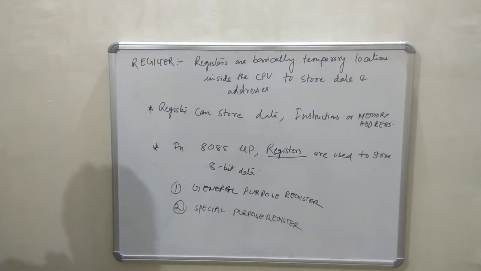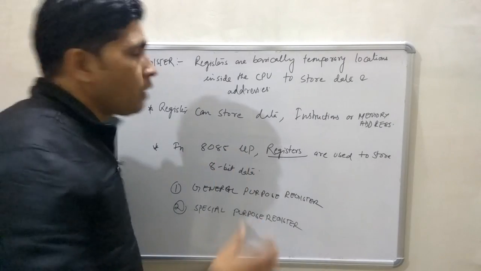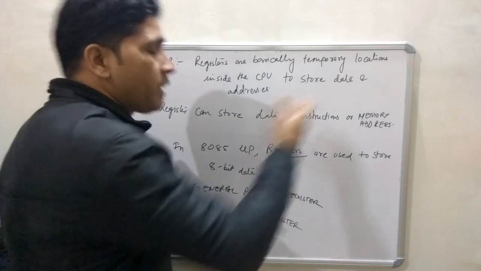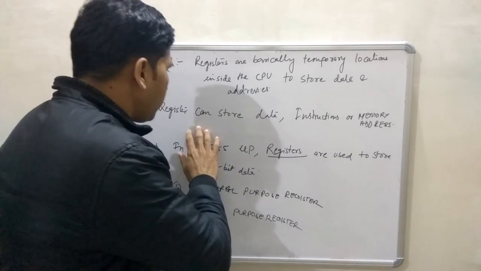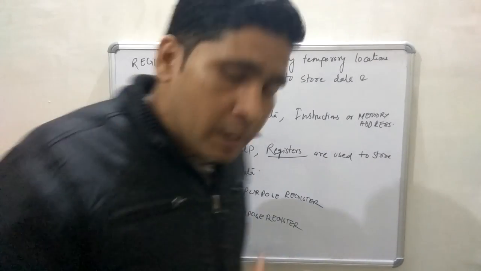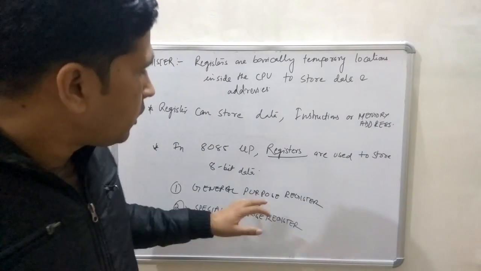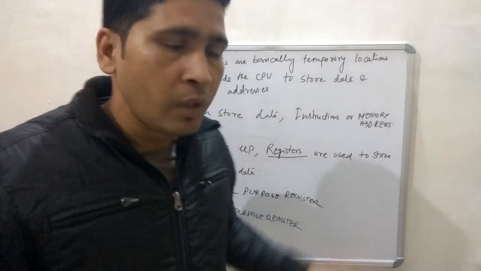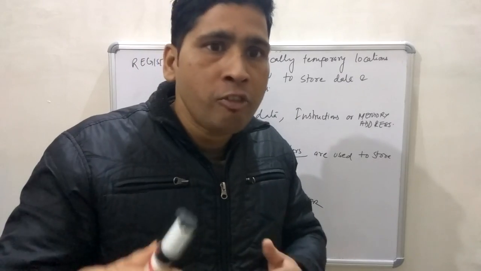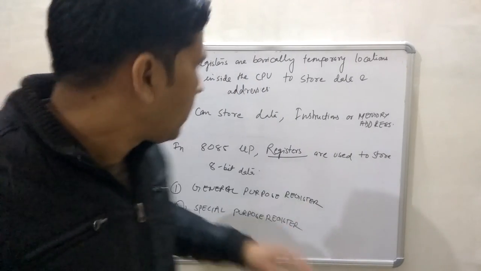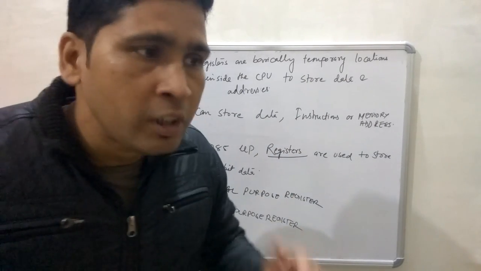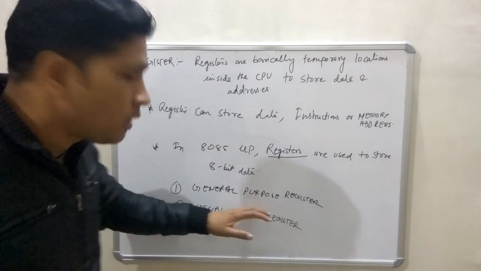Now move forward. The next parameter is register. Basically, what is a register? Registers are temporary locations inside the CPU to store data and addresses. A register can store data, an instruction or a memory address. In the 8085 microprocessor, registers are used to store 8-bit data, because in an 8-bit microprocessor we generally work on 8-bit data. Registers are divided into two parts. The first is general purpose registers, the second is special purpose registers.